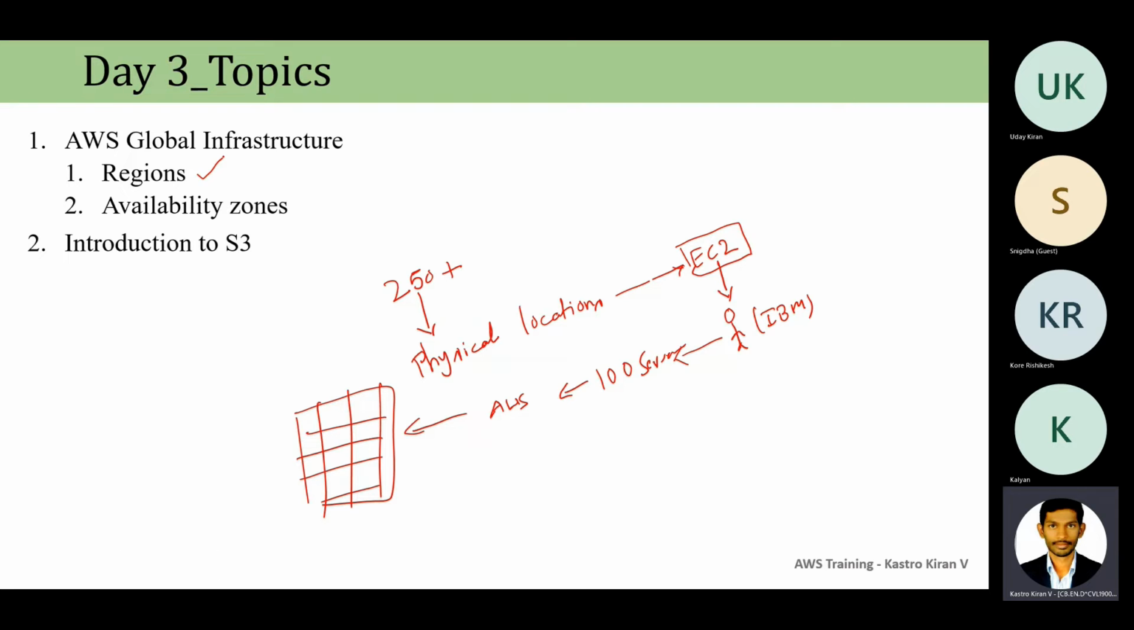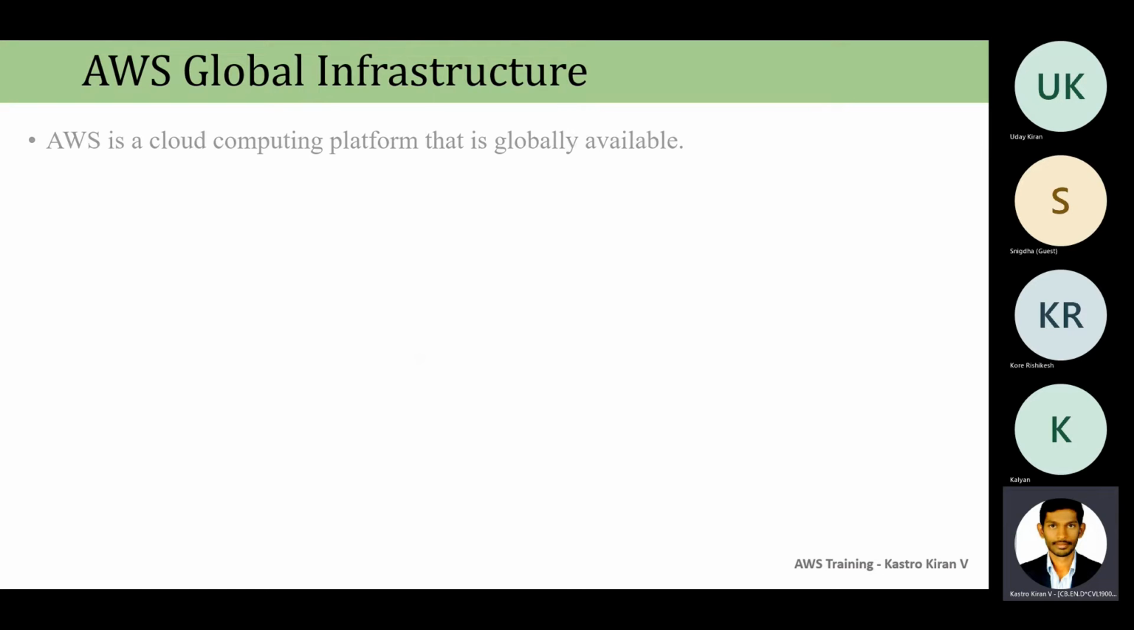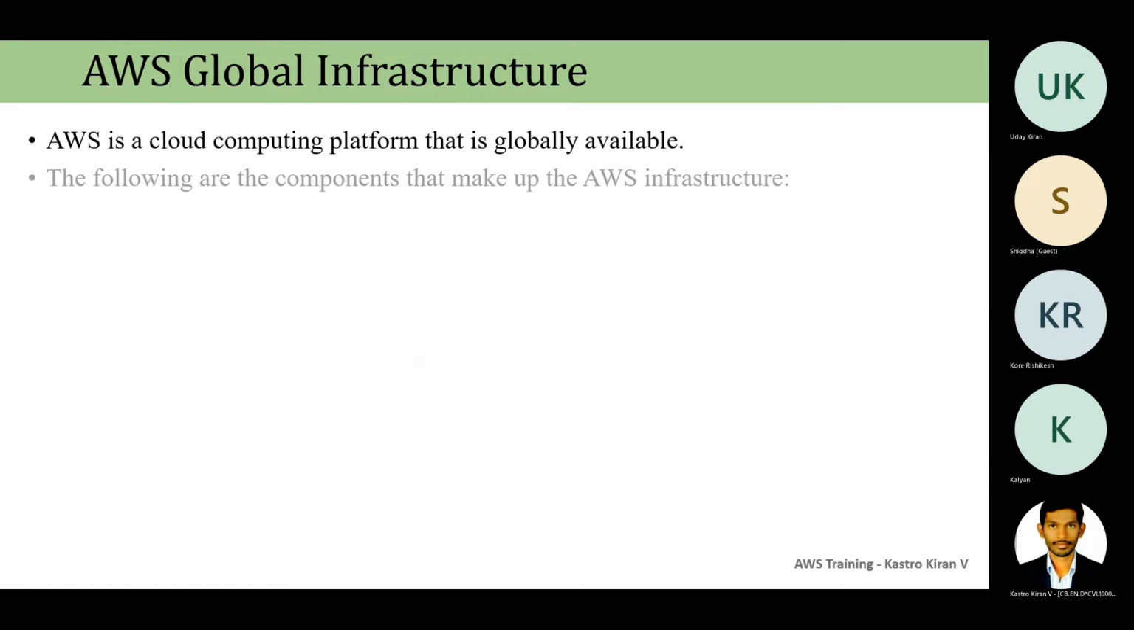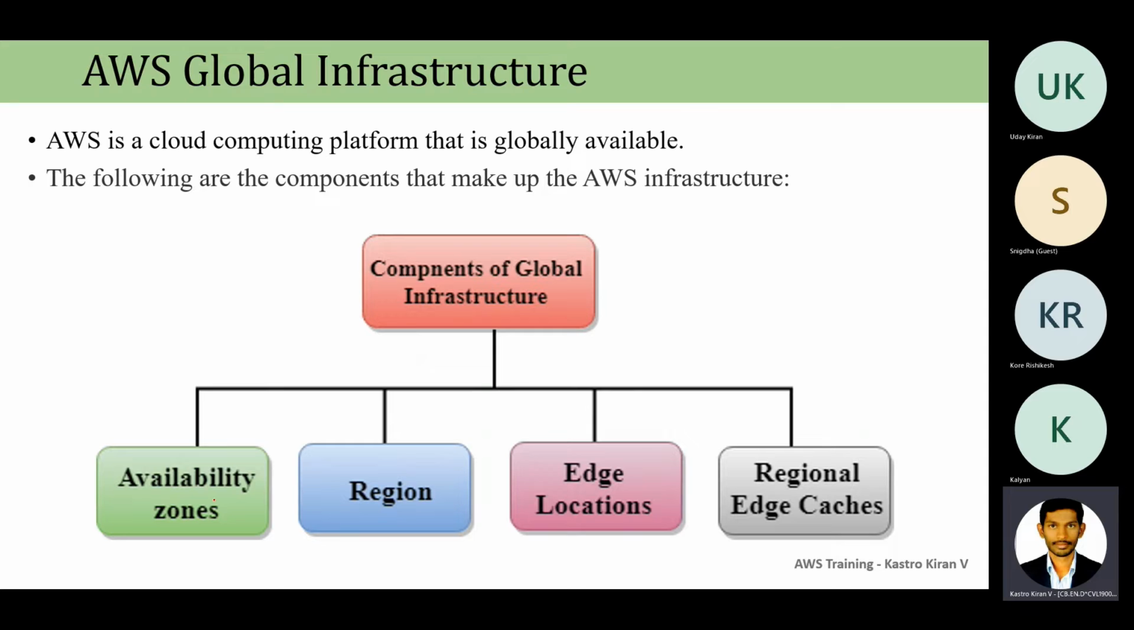Now let's see, there are two components available in global infrastructure. The first one is called regions and the second one is called availability zones. So first let's talk about regions and then I'll go to the availability zones. I'll show you this one. So you can see availability zones.